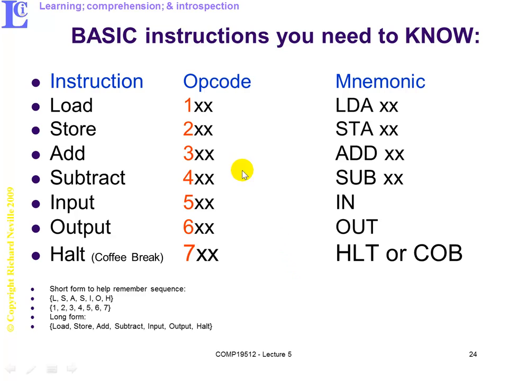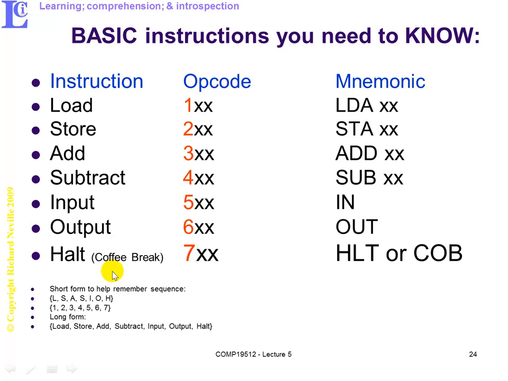So here are all the instructions, in 3 columns. One column is the instructions, which we'd understand, and then there's the opcode the machine would understand, then the short forms, the mnemonics, which we write when we write a program. So let's go through them. Load, store, add, subtract, in, out, halt. 1, 2, 3, 4, 5, 6, 7. Short forms of those are LDA, STA, ADD, SUB, IN, OUT, HLT or COB.